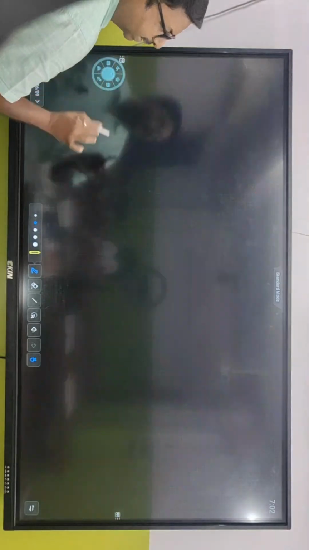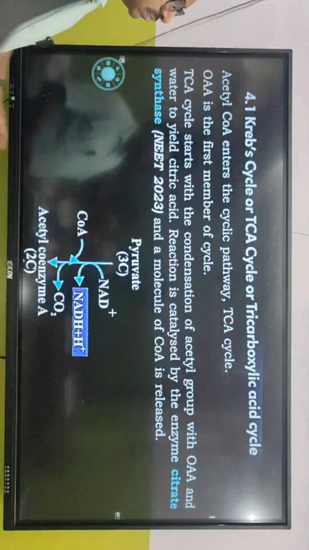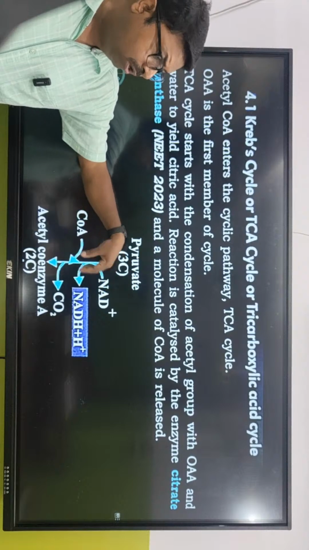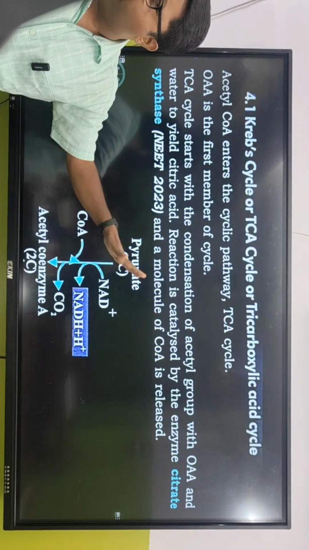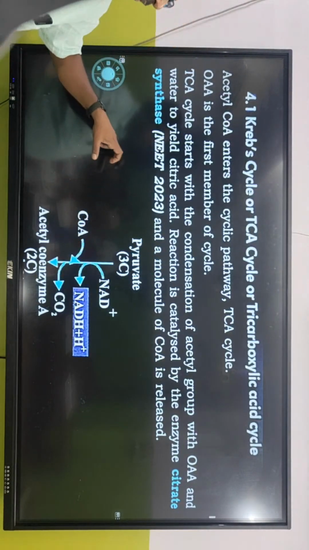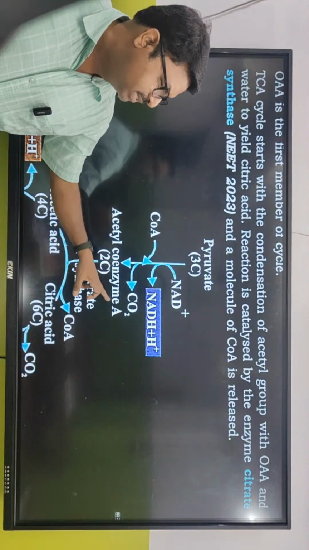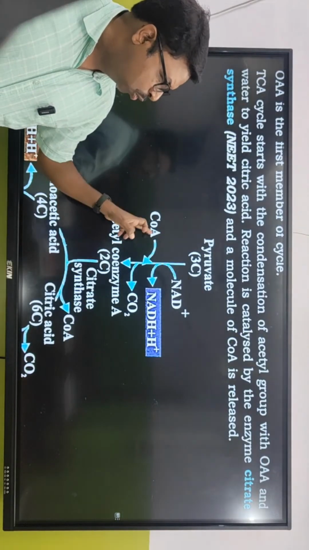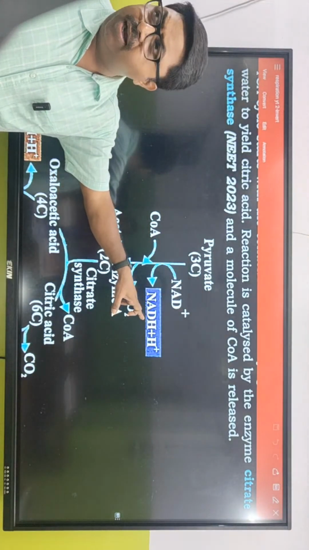Okay, let's get back. NEET 2023 question has come, and a molecule of CoA is released, because when CoA goes away, what will be formed? Citric acid will be formed. See, pyruvate to acetyl coenzyme first. Pyruvate to acetyl coenzyme, carbon dioxide goes out, CoA enters, NAD being reduced into NADH2.